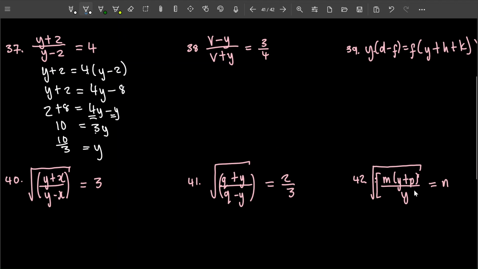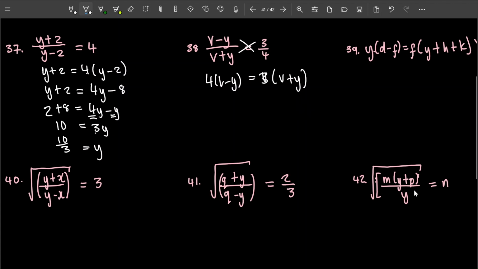Number 38, let's go. (v - y)/(v + y) = 3/4. Well, I have one fraction on the left and one on the right. When I have a situation like that, what do I do? I cross multiply. When I have one fraction on the left and one fraction on the right, I just cross multiply like that. 4 multiplying (v - y) is equal to 3 multiplying (v + y). Doesn't matter how you write it.